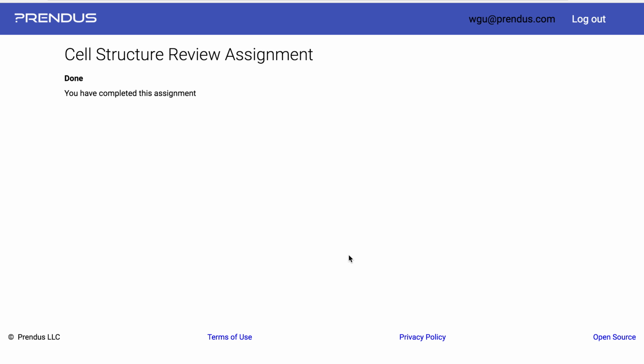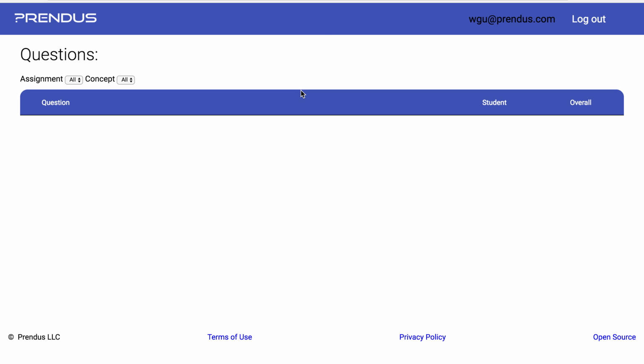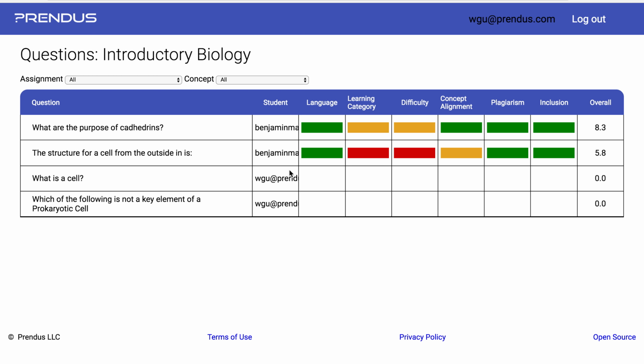Now every question that is created will be subject to review by another peer, and they go through this review process, and then you as the instructor will be able to look at how the questions are rated. Now if we go back, if we come over here and look at the course questions, these questions have just been reviewed, and so we can come in and see, aha, these 2 questions created by Benjamin, here is some statistics on how they were rated.